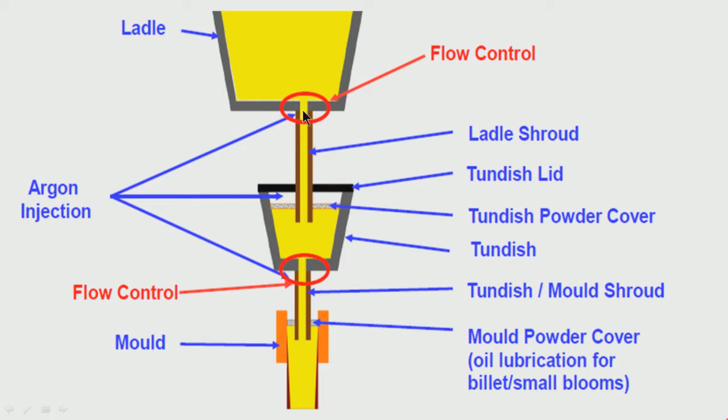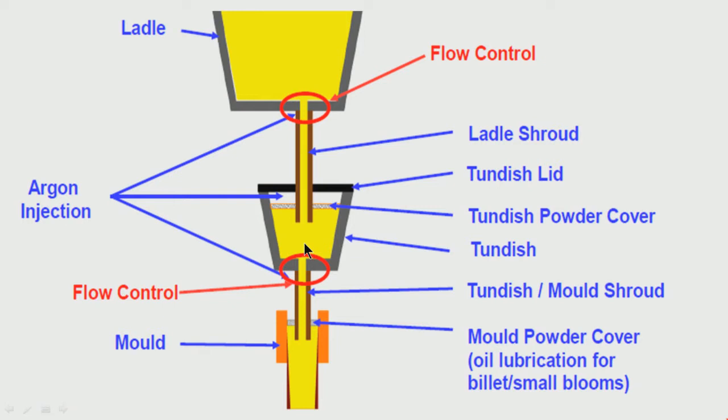So, this is one. Another one is, again from Tundish to mold, there has to be a flow control, either by slide gate or by other means. Liquid steel is flowing from here to the mold through a refractory nozzle, which is called the sub-entry nozzle, because it is submerged in the liquid steel during casting. Again there has to be argon flow in the sub-entry nozzle, to control nitrogen pickup and oxygen pickup.